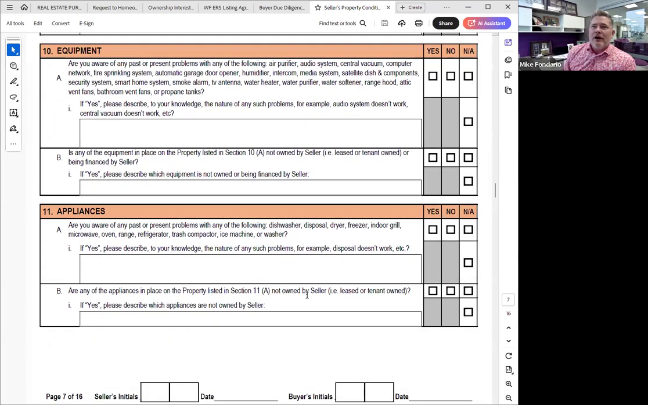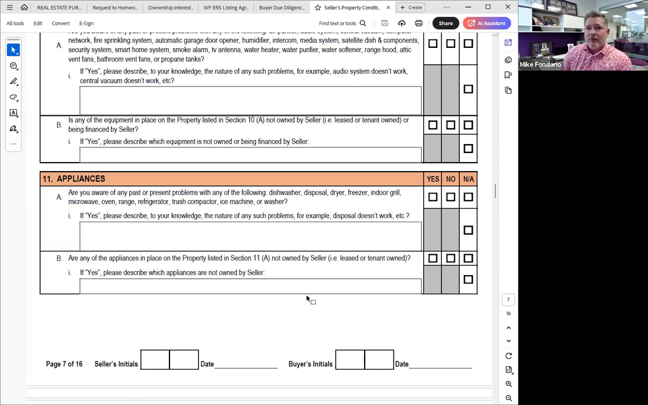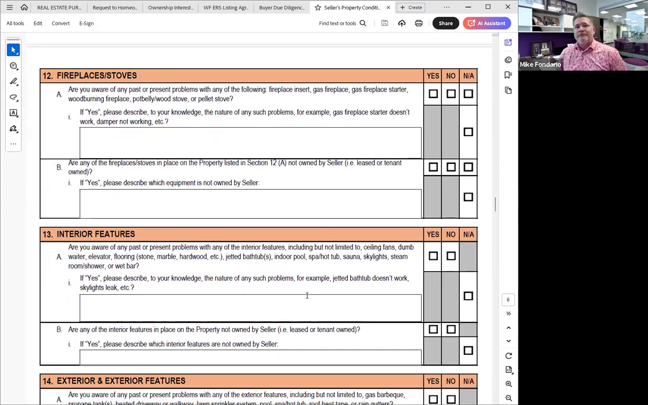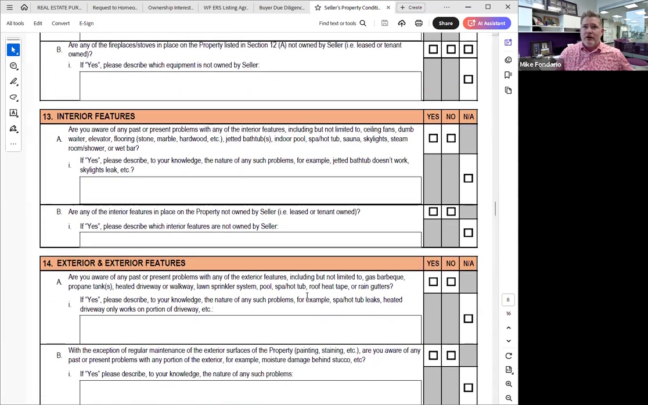Equipment. Are you aware of any past or present problems? Air purifiers, audio systems, central vac, computer network, fire sprinkling, automatic garage door opener, humidifier, intercom, media. I mean, you get the point. Anything attached to your home, this stuff needs to be disclosed and talked about. And some good acceptance, smart home systems, or even security cameras. All those things need to have some line items if there's some problems there. Appliance section, fireplace, stoves. Those are all pretty self-explanatory.